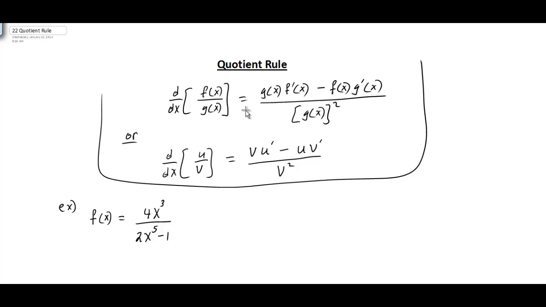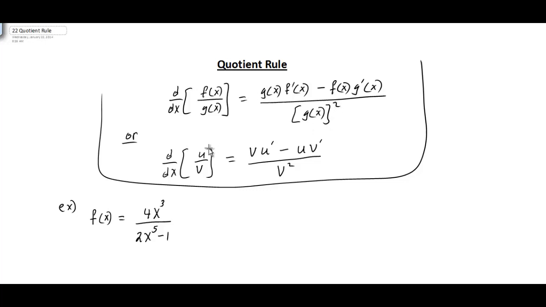It's going to be a little similar to the product rule, where we're going to take the bottom function g multiplied by the derivative of the top function f, minus the top function f multiplied by the derivative of the bottom function g. And all of that's going to be divided by the bottom function g squared.